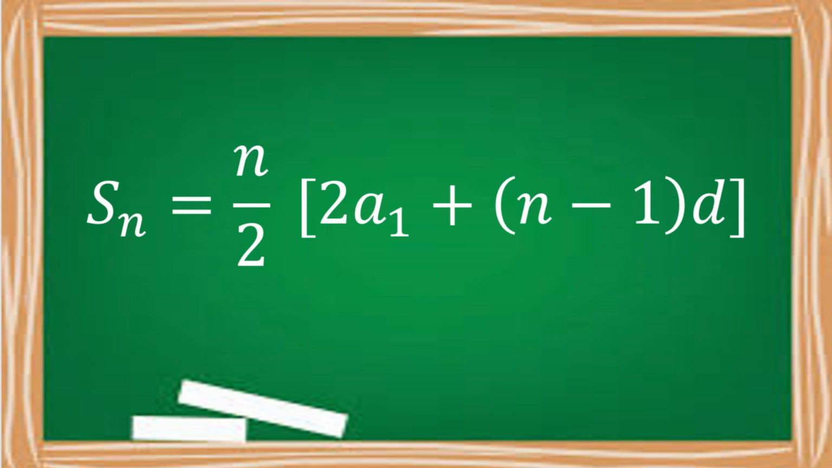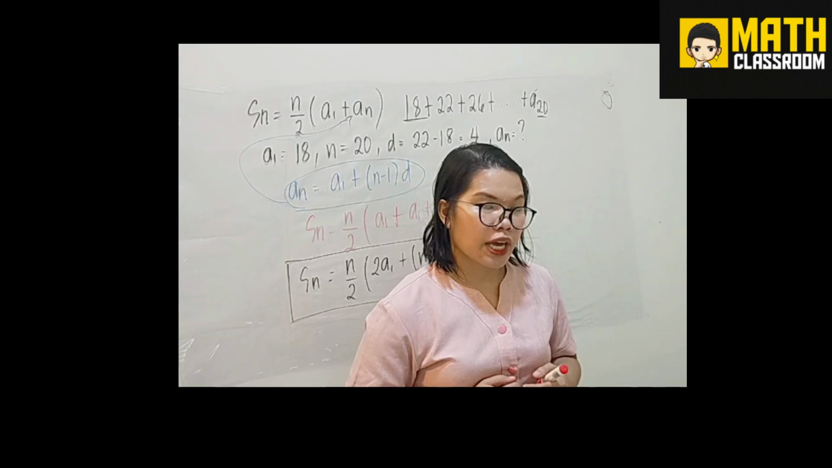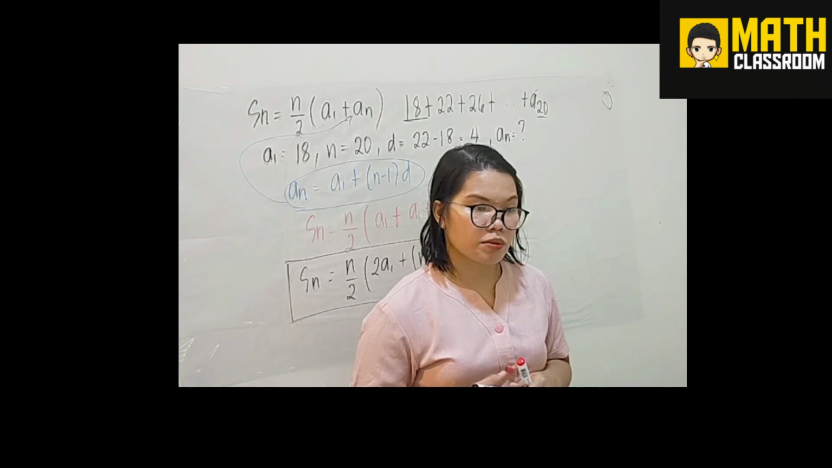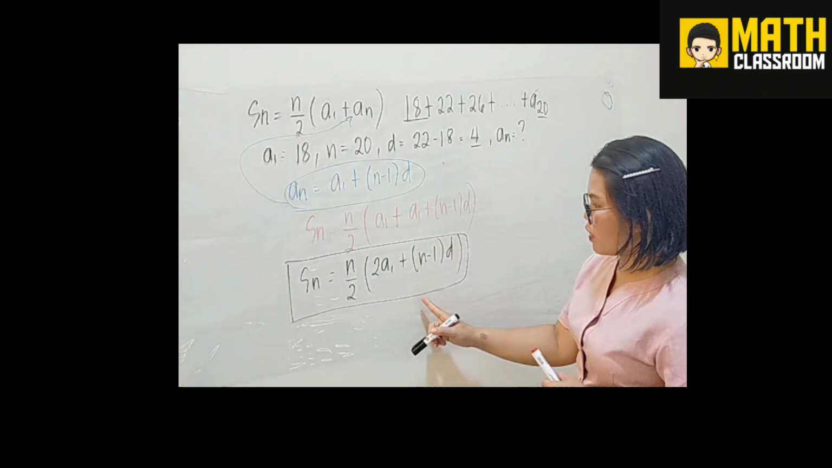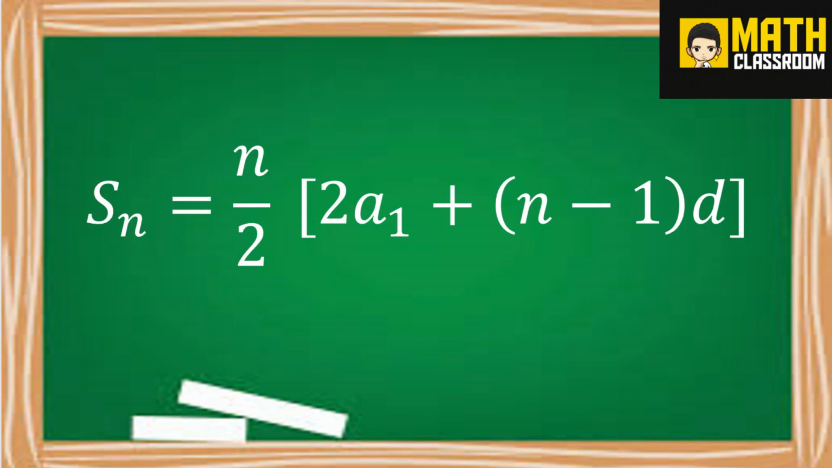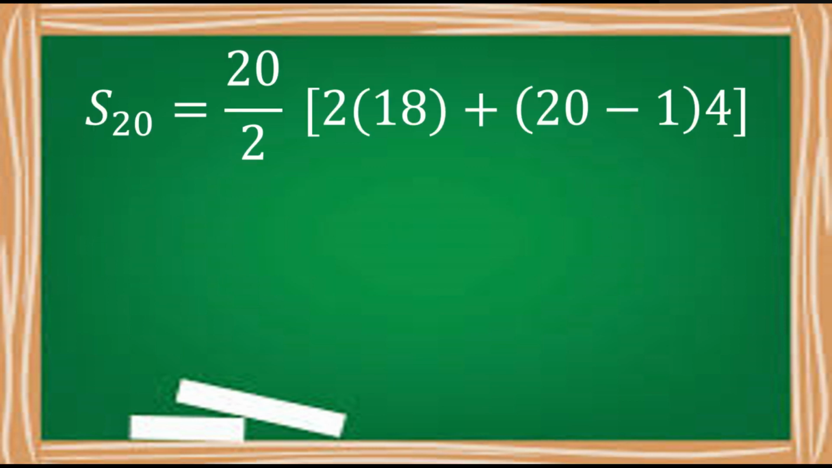So since we all know how to get the nth term or the sum of the terms, let's try to substitute this given to our formula. So let's try to have this one. Getting our solution, the sum of the 20 terms is equal now to 20 divided by 2 multiplied to 2 times 18, which is your a sub 1, plus 20 minus 1 times 4.